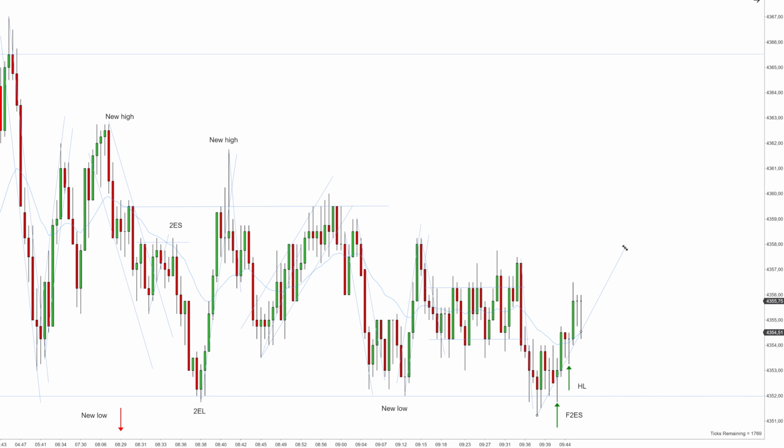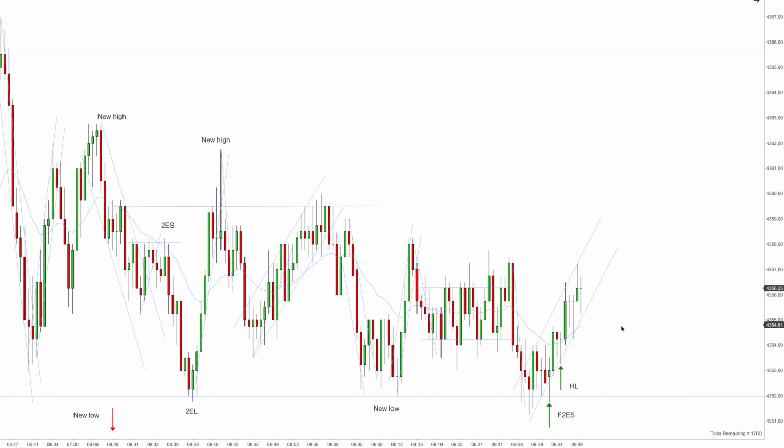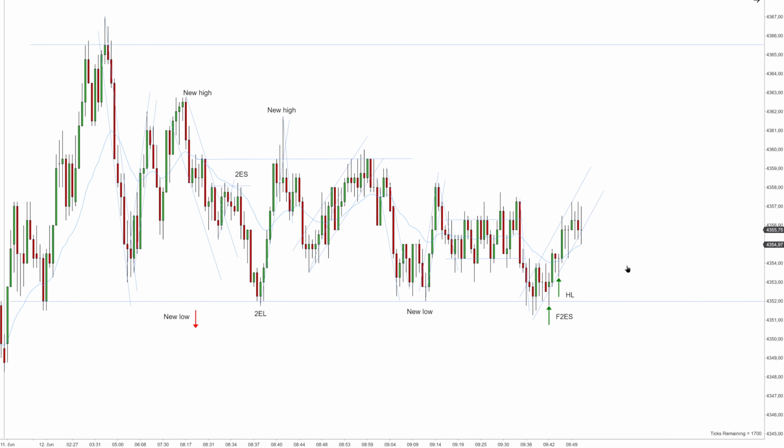By the time you get a failed second entry short, you cannot really take it because it is far away from the EMA with the body, and it's quite close to these highs. So you want to buy low, not too far from the EMA with the body like this. And the market keeps going sideways.